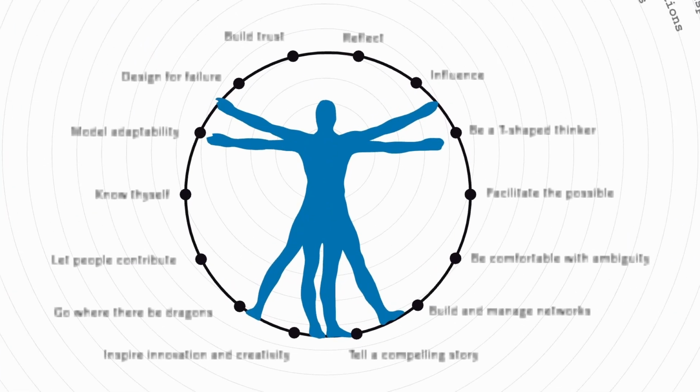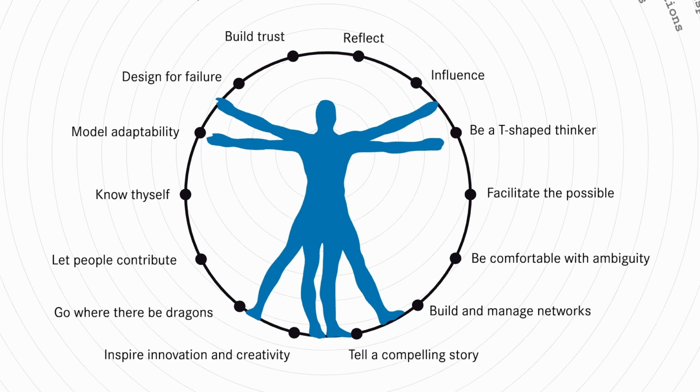This will clear up in just a second, but this graph more or less illustrates a number of things that you cannot necessarily take a subject matter class in. You don't take a class in being a T-shaped thinker. You don't take a class in failure. You don't take a class in telling a compelling story, unless you want to think of theater as a way of doing that. You can't take a class in being comfortable with ambiguity either.